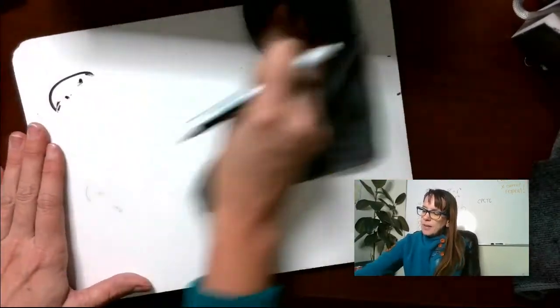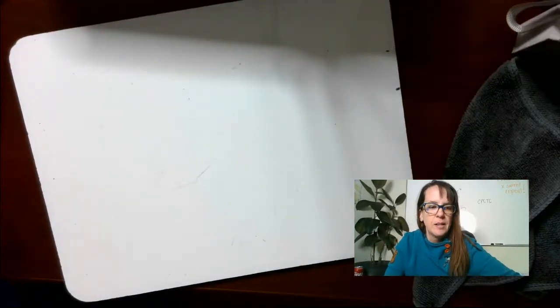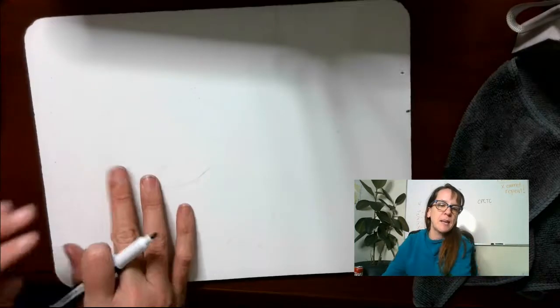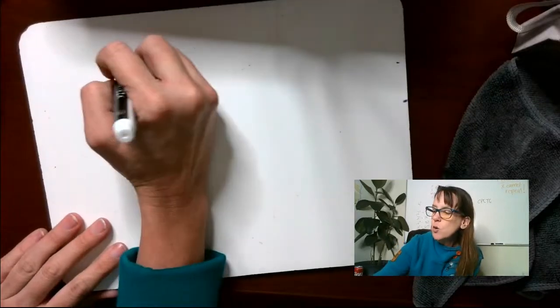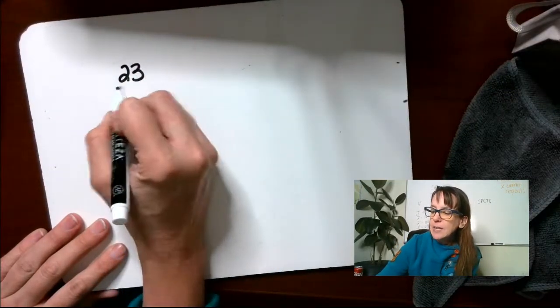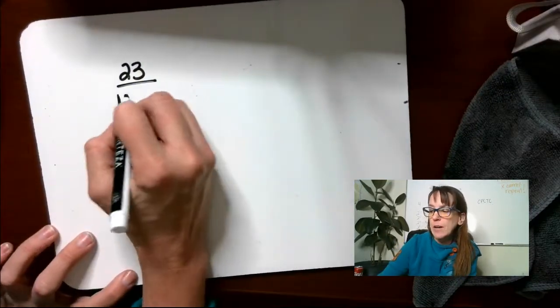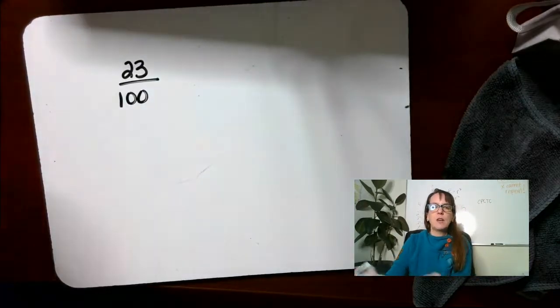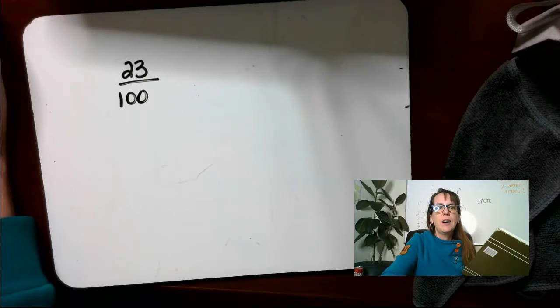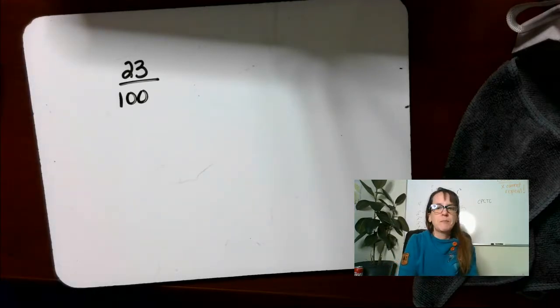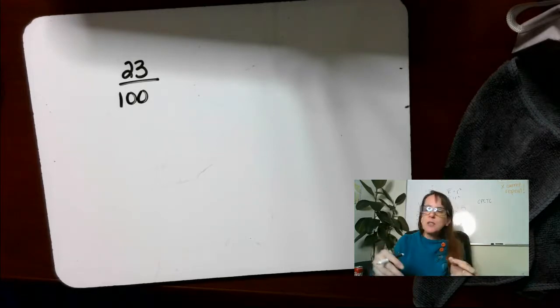So let's see about example number 2. It says name the shaded part of this square. You'll see that there are 23 spots shaded out of 100. You can see that right there, right? So 23 out of 100, and then we want to write it as a fraction and as a decimal.